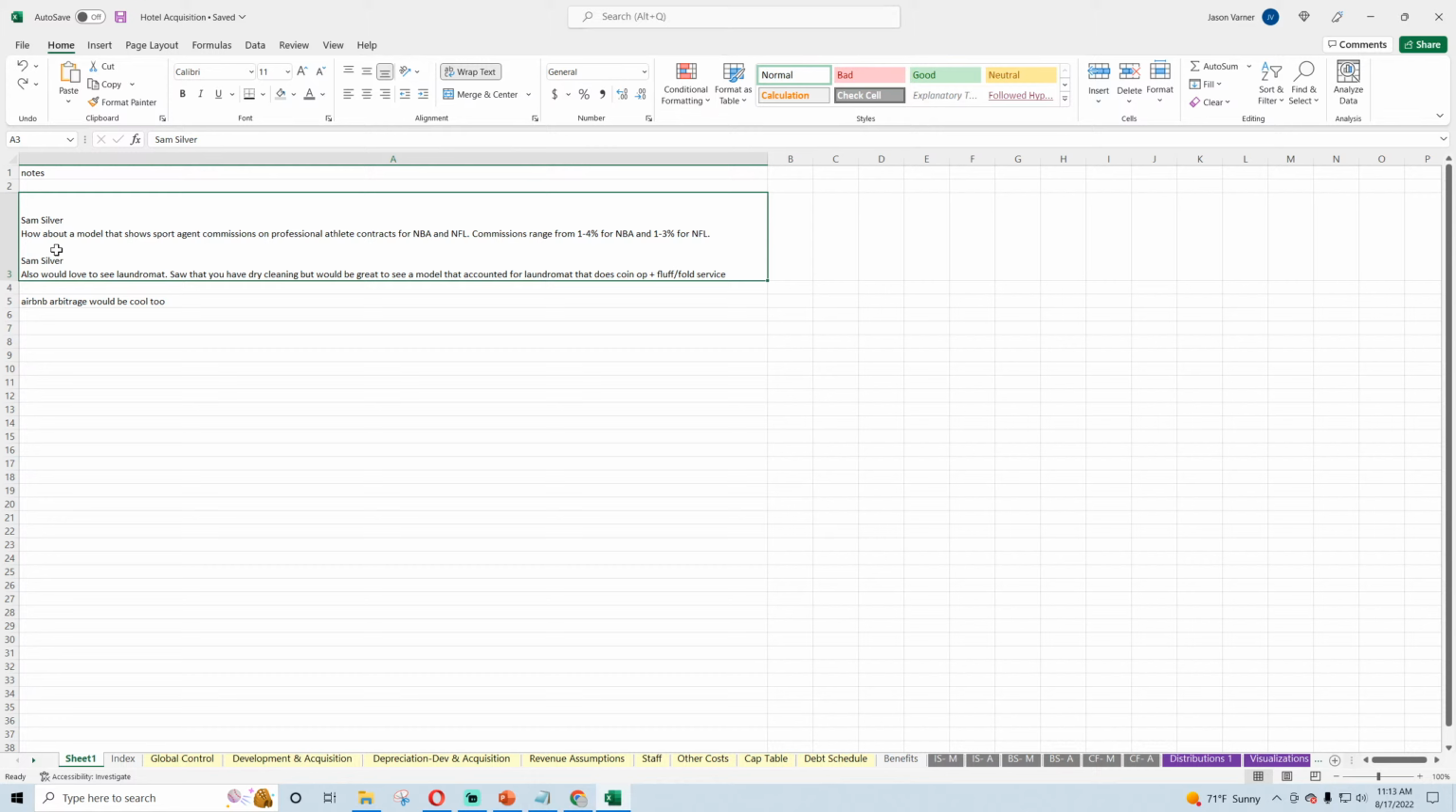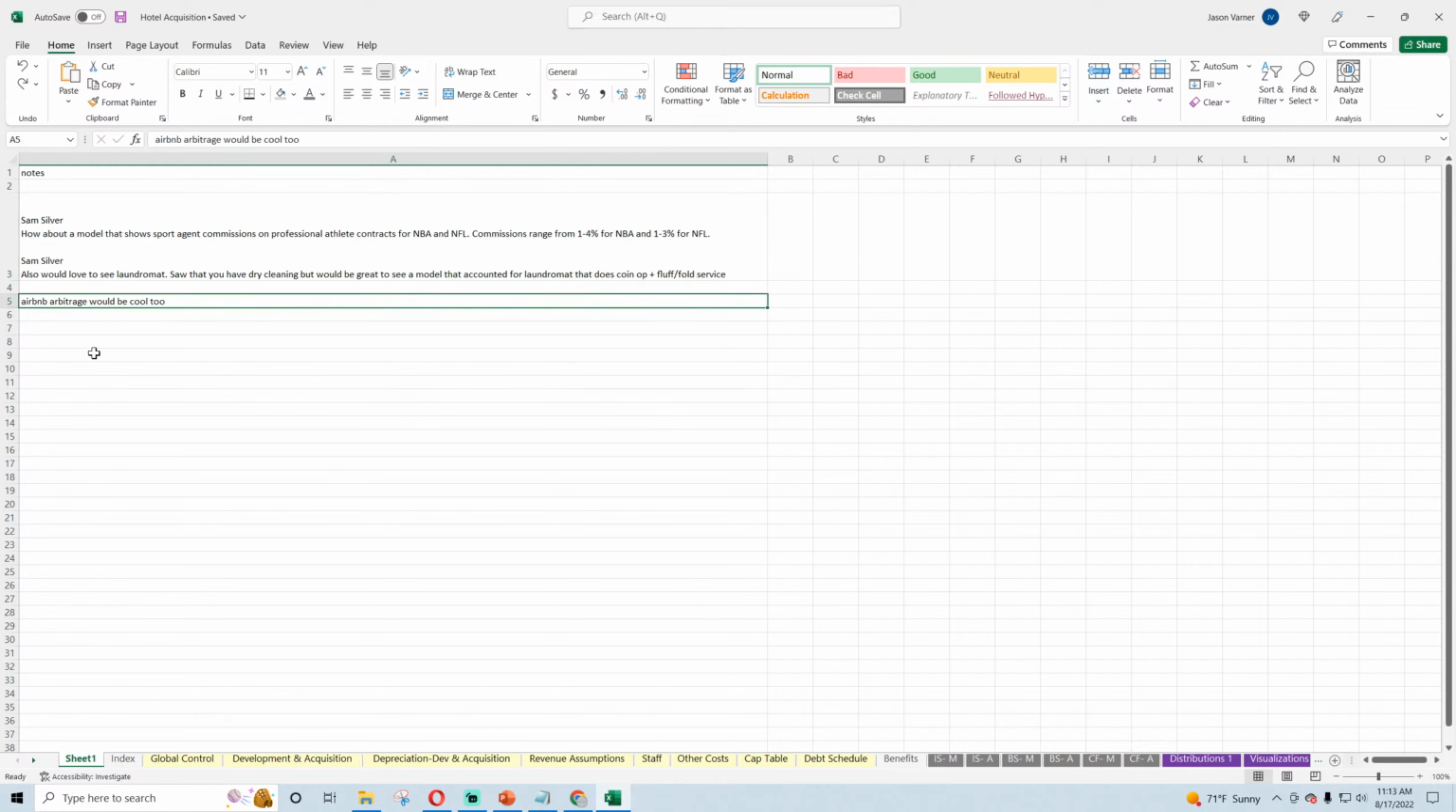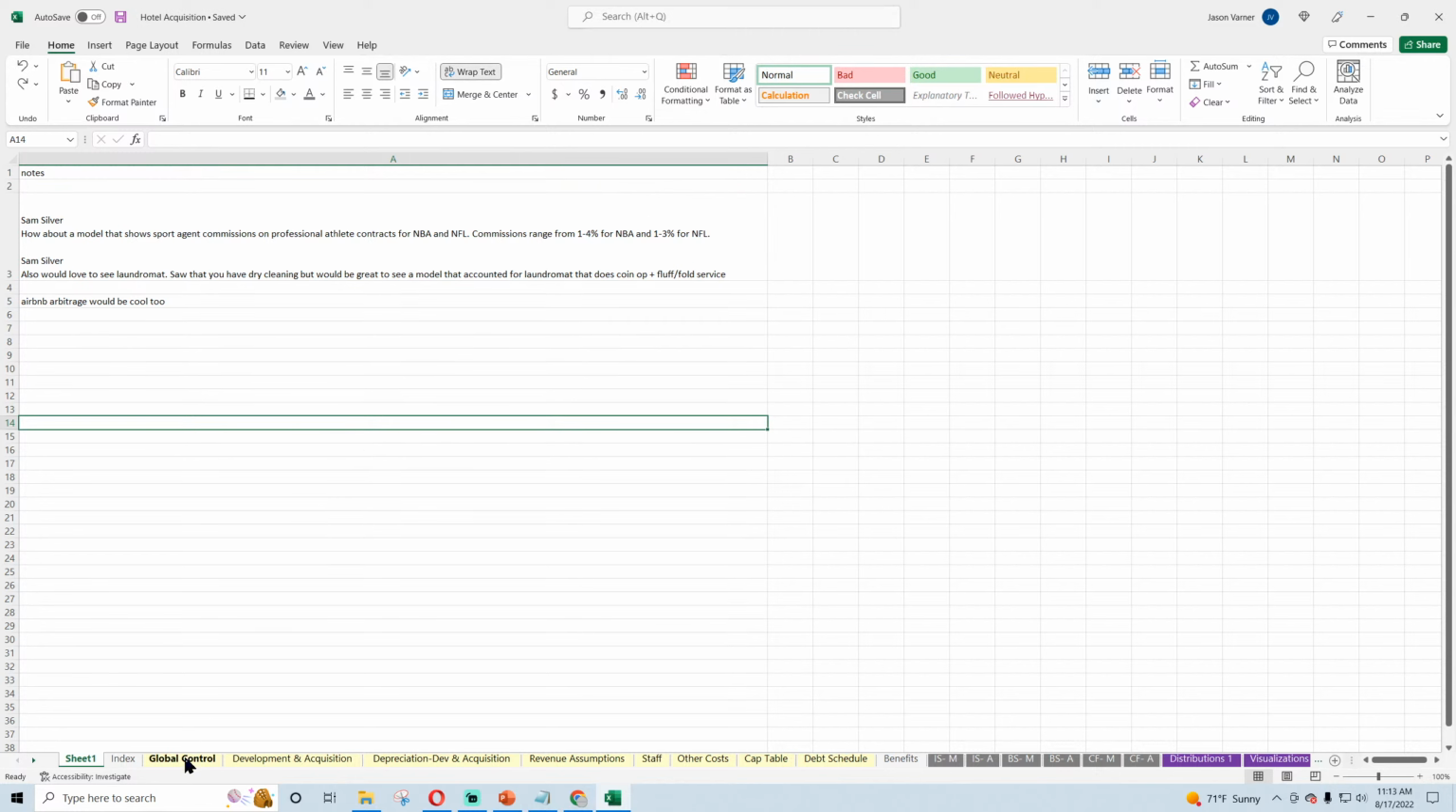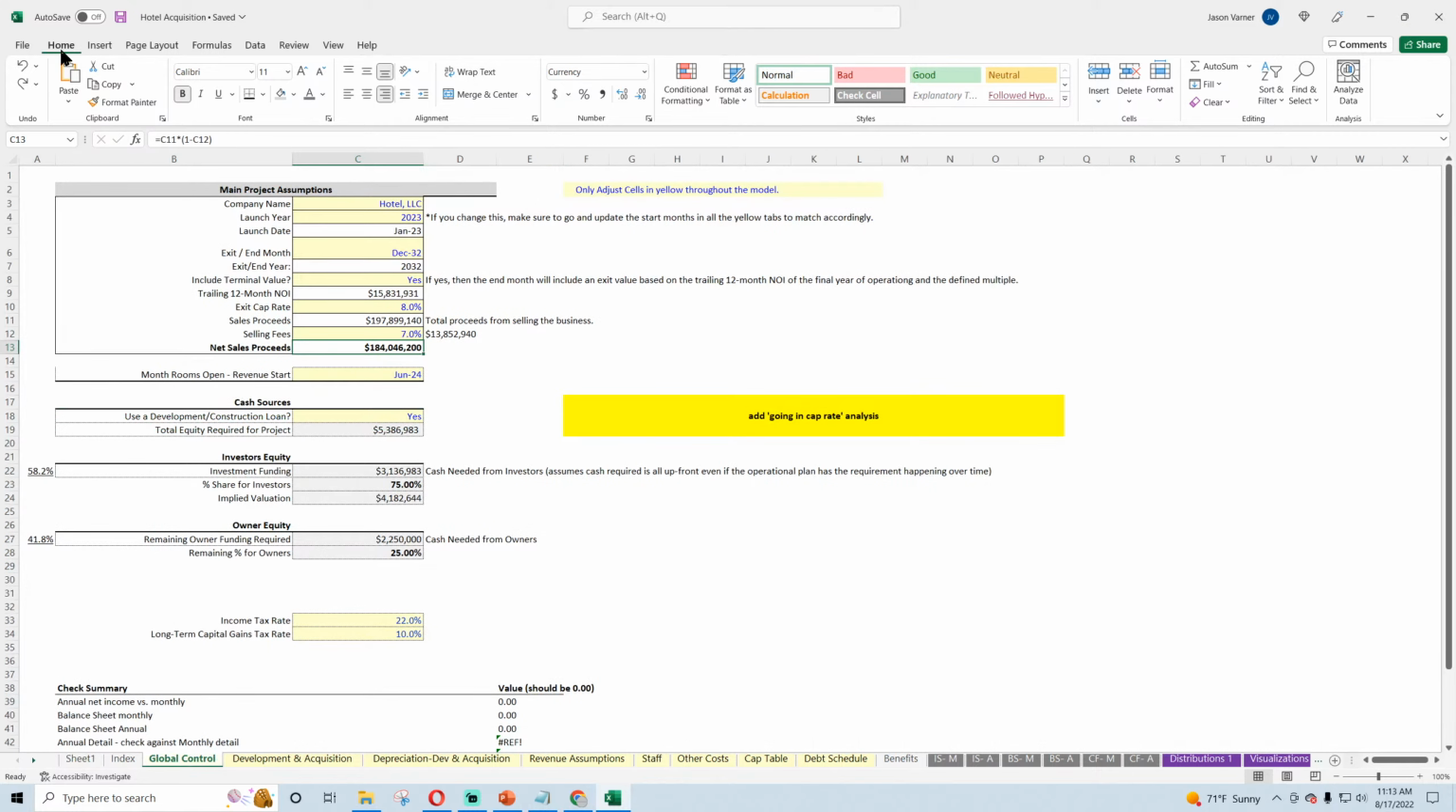And remember, we did have some suggestions a couple days ago by Mr. Silver, who said he wanted to do a model with sports agent commissions for professional athletes, also a laundromat and Airbnb arbitrage. So these three are in the works. We'll just see what we do tomorrow. I don't know. Assuming this is finished by today, which I believe it will be.